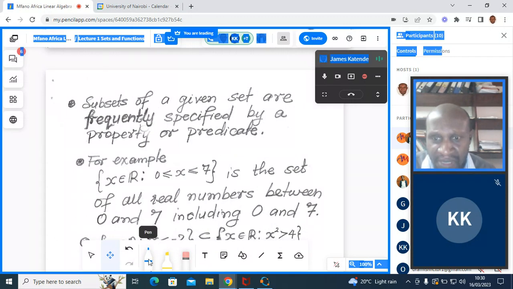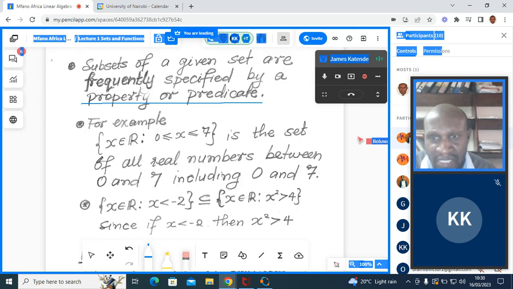Sometimes if you have a subset of a set, you can specify that subset using a property or a predicate, a property that its elements satisfy. How we do that is the following. We use this notation. We have curly brackets surrounding. On the left-hand side, we specify the element and where it's coming from. And on the right-hand side, we specify the property that the elements in that set must satisfy.